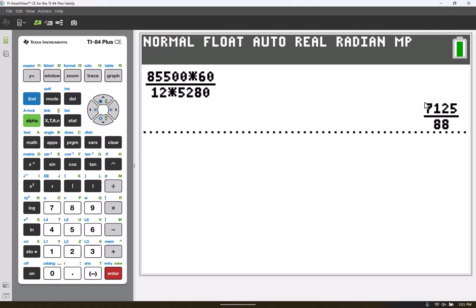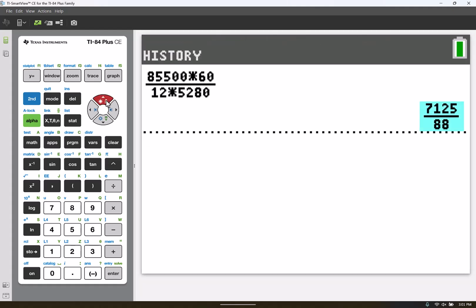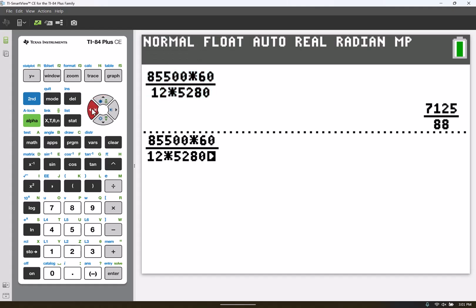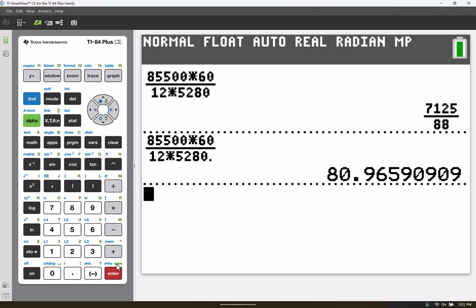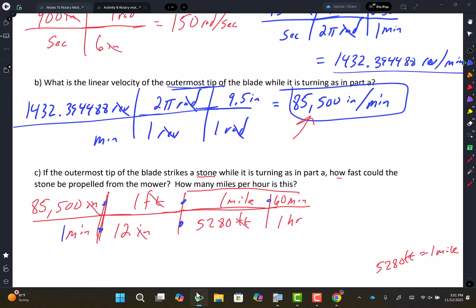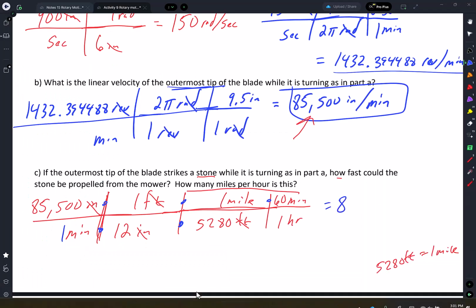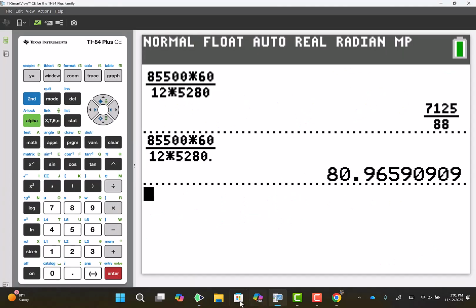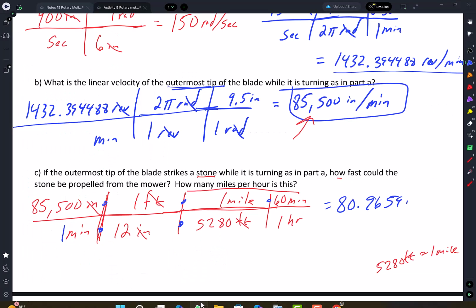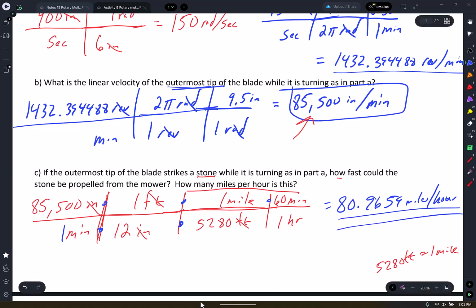Oh, okay. You see how when you get a fraction like that, just put a decimal in any one of them. Just put a decimal anywhere. I'm going to put it right here. Dot. Bam. See? You can also tell the calculator, you could have also gone math decimal. 80.9659. And you need units. Miles per hour. Is that pretty fast for a rock?